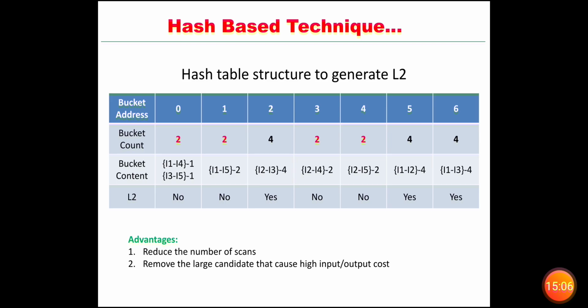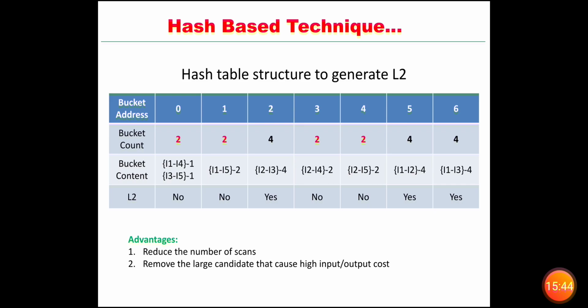So these buckets must be removed. The remaining will be taken care of. So here we have bucket 2, bucket 5, and bucket 6. So drastically we reduced the scans of the database. The advantage of this hash technique is it reduces the number of scans. And another one is it removes the large candidates that cause high input output cost. This is the hash technique.